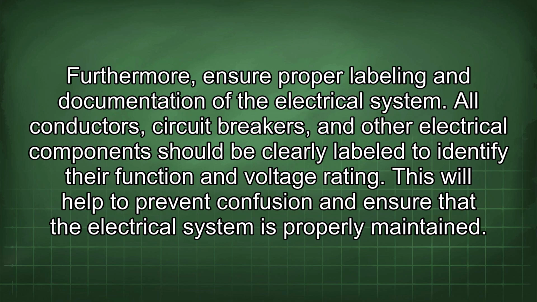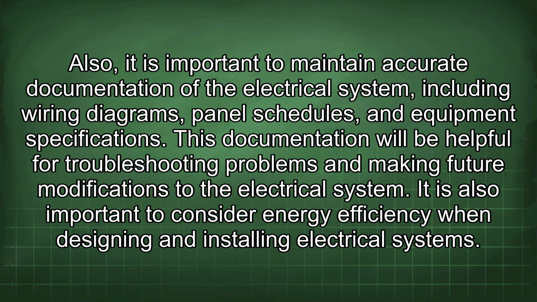Furthermore, ensure proper labeling and documentation of the electrical system. All conductors, circuit breakers, and other electrical components should be clearly labeled to identify their function and voltage rating. This will help to prevent confusion and ensure that the electrical system is properly maintained. Also, it is important to maintain accurate documentation of the electrical system, including wiring diagrams, panel schedules, and equipment specifications. This documentation will be helpful for troubleshooting problems and making future modifications to the electrical system.